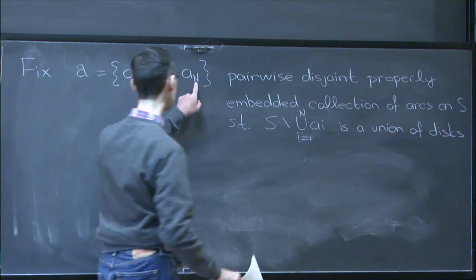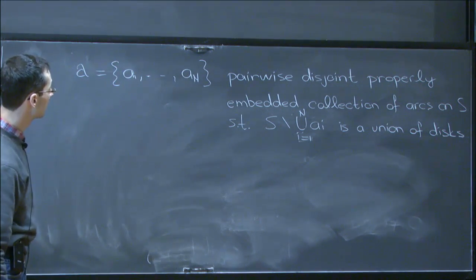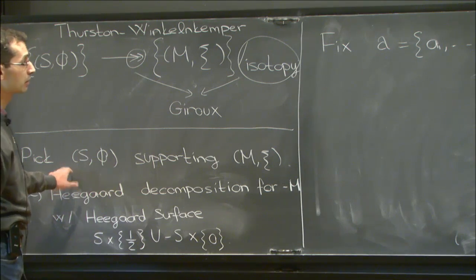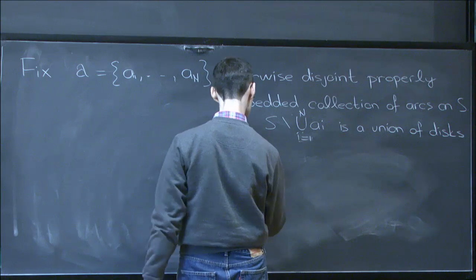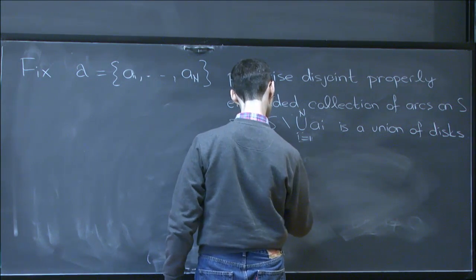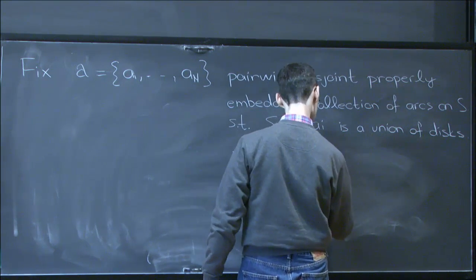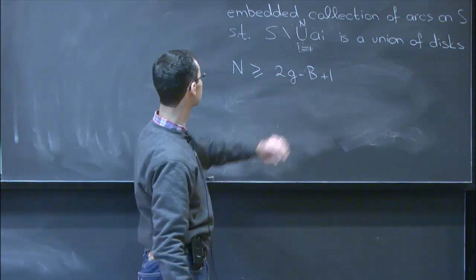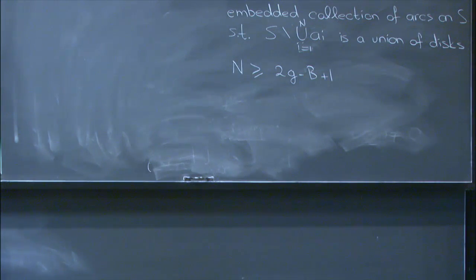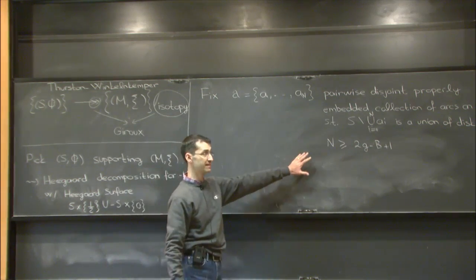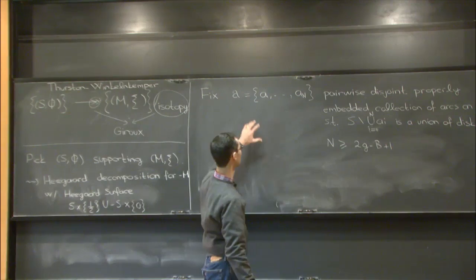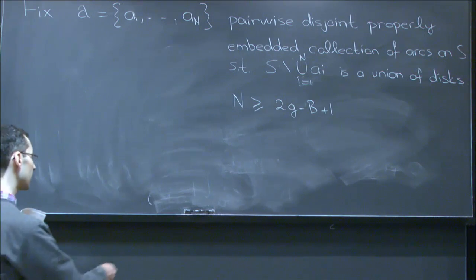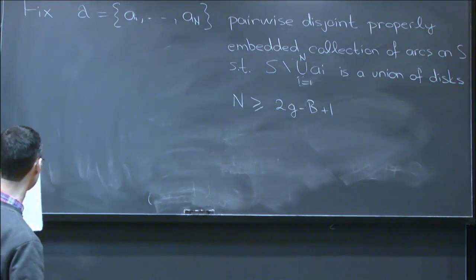So that means that n has to be at least the genus of the Heegaard surface. So n is bigger than or equal to 2g minus b plus 1. If you pick exactly as many as the genus of the Heegaard surface, that's going to be called a basis. But we are just generalizing that and picking something that contains a basis of arcs. So instead of cutting it into a single disk, it's going to cut into a bunch of disks.